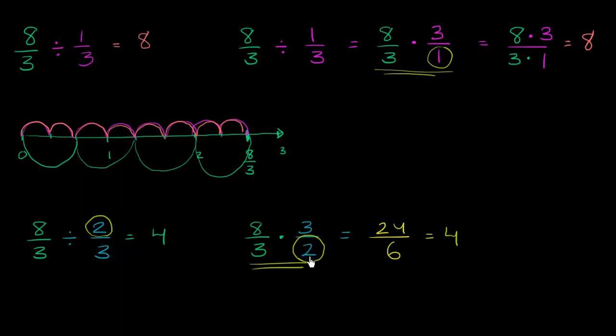Hopefully that makes sense. It's easy to think about just mechanically how to divide fractions. Taking 8/3 divided by 1/3 is the same thing as 8/3 times 3 over 1. Or 8/3 divided by 2/3 is the same thing as 8/3 times 3 over 2. But hopefully this video gives you a little bit more of an intuition of why this is the case.